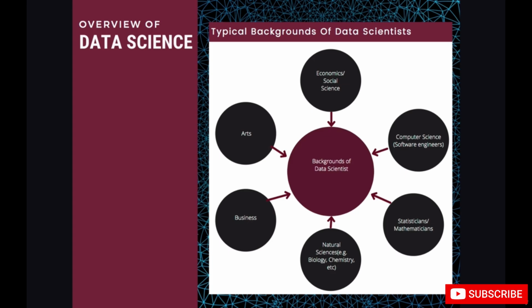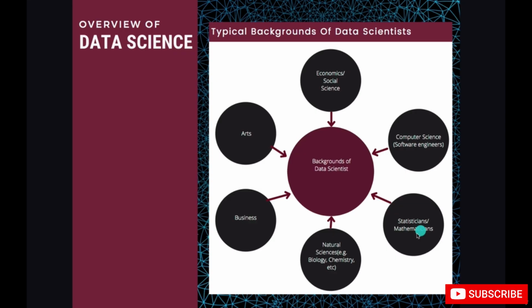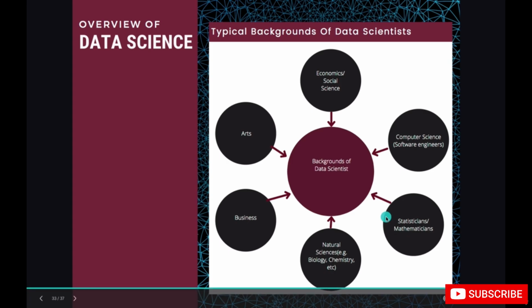But ideally, people who have transitioned into this field come from different backgrounds. Some do not even have a computer science degree or computer science skills at all, right? They start, they learn the required skills, and then they transition into this field. Some come from an arts background, some from business, some from natural sciences like biology, chemistry, physics, economics and social science, and computer science, of course, and then statisticians and mathematicians, of course. So all these people with different backgrounds transition to become data scientists, right?